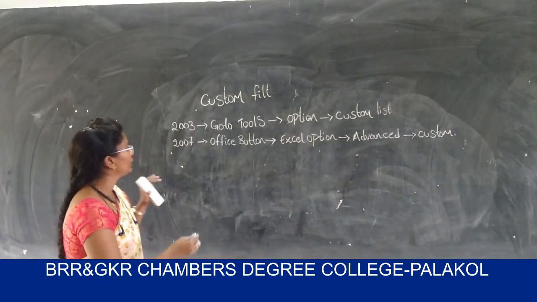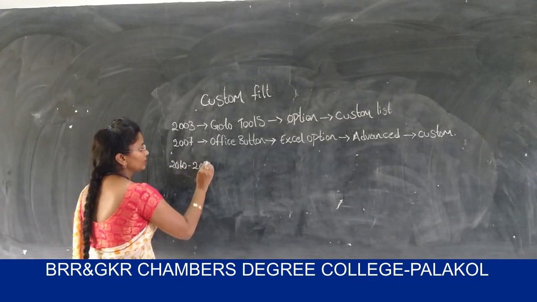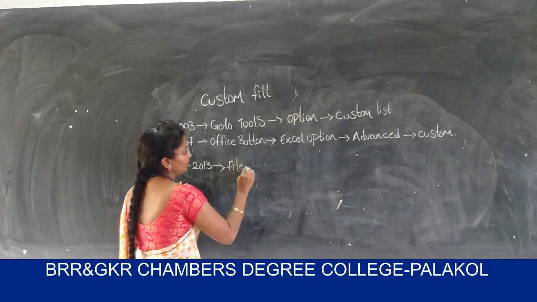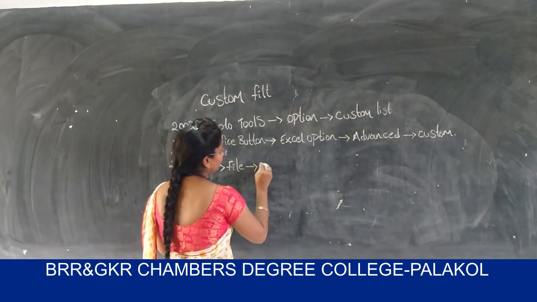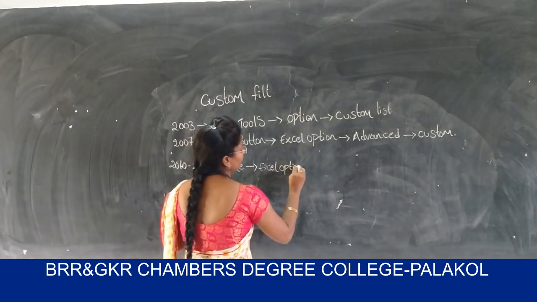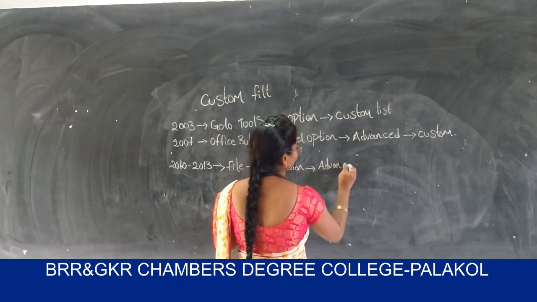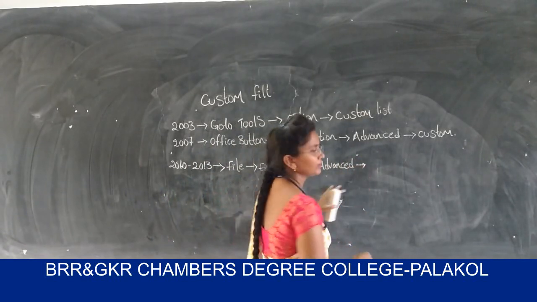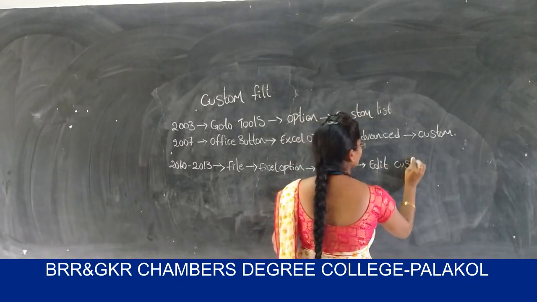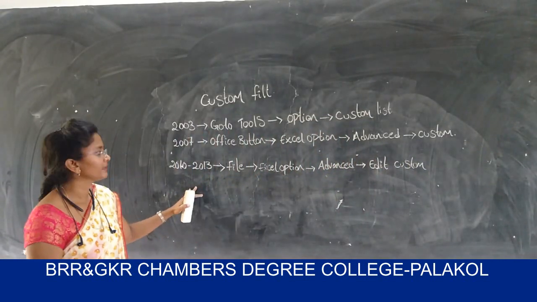And for 2010 to 13 versions, go for file menu. In that file menu, go for Excel options. In that Excel option, click on the advanced. In that advanced, click on the edit custom. This is the way to open the custom list in the Excel sheet.